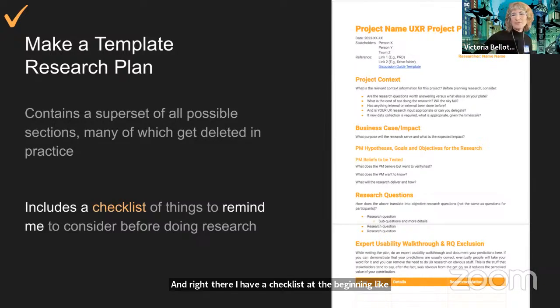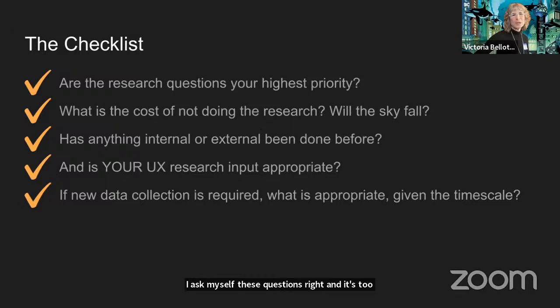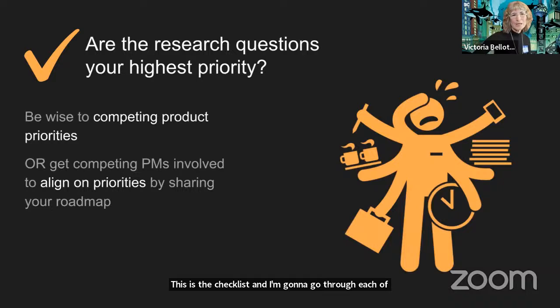It's too teeny for you to see here, so I'm just going to blow this up. This is the checklist, and I'm going to go through each of these and explain them in turn. So here we go. The first one is, are the research questions your highest priority? You've got to be wise to competing product priorities, or get competing PMs involved to align on priorities, by sharing your roadmap.